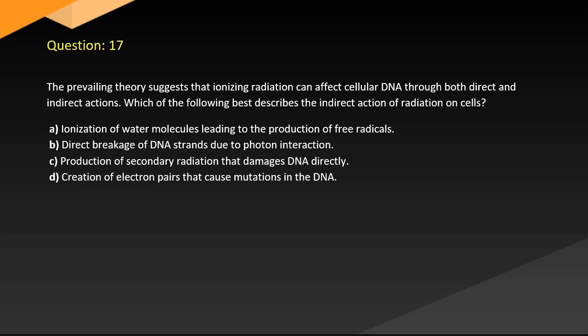Question 17. The prevailing theory suggests that ionizing radiation can affect cellular DNA through both direct and indirect actions. Which of the following best describes the indirect action of radiation on cells? A. Ionization of water molecules leading to the production of free radicals. B. Direct breakage of DNA strands due to photon interaction. C. Production of secondary radiation that damages DNA directly. D. Creation of electron pairs that cause mutations in the DNA.